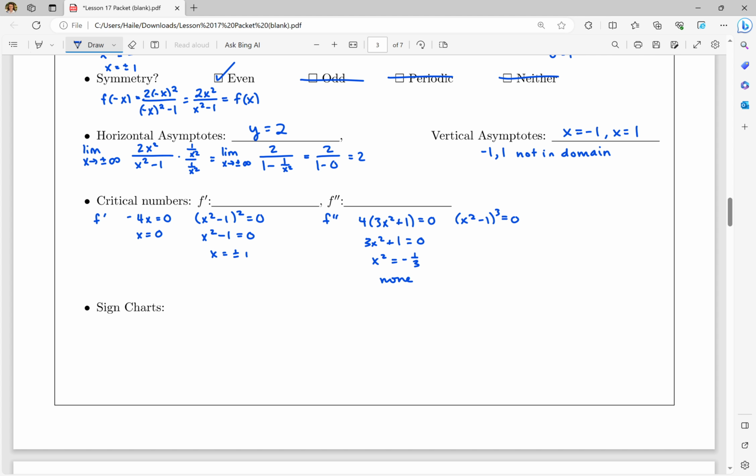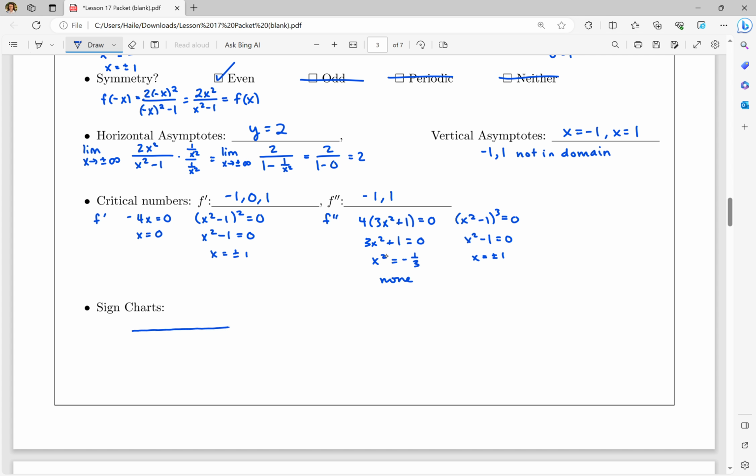And then finally over here we have x squared minus 1 is equal to 0. So x is equal to plus or minus 1. Okay, great. So we have our critical numbers. So for f prime, we have negative 1, 0, and 1. F double prime, we have negative 1 and 1. Okay, so let's make our sign charts.